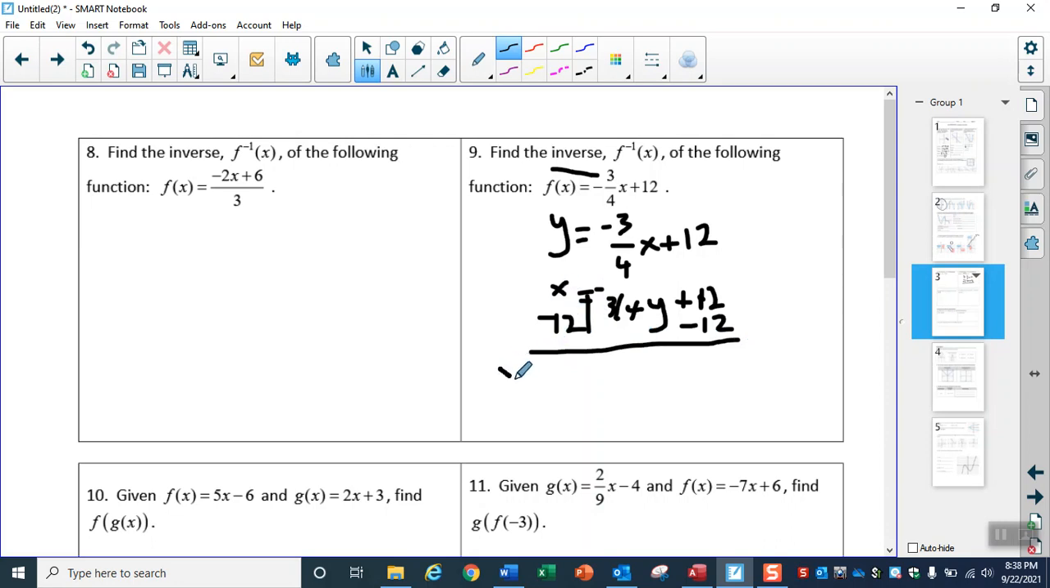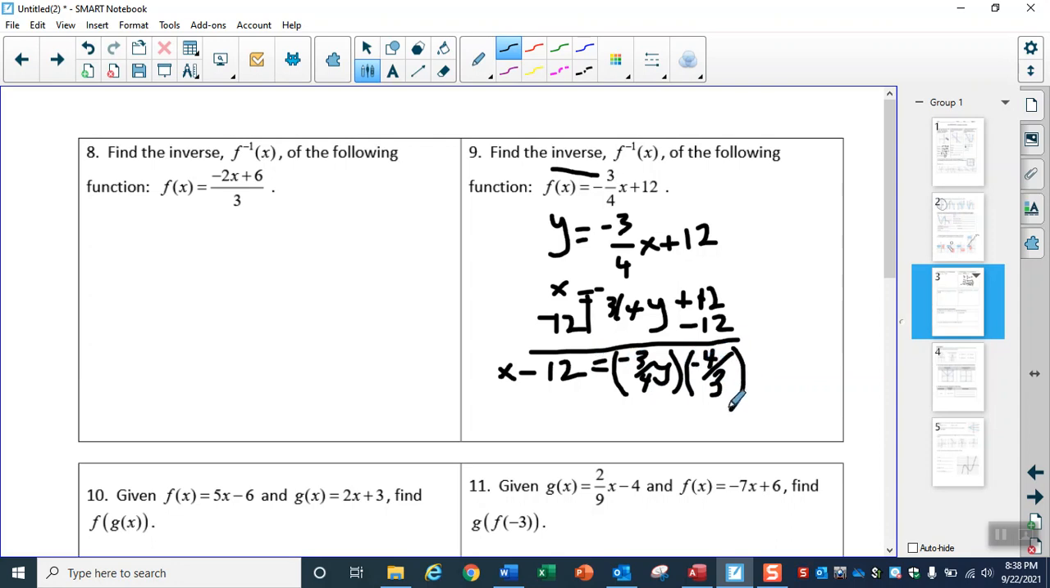Can't combine these, so this is going to be x minus 12 equals, and then I've got my negative 3/4 y. All right. So now I want to get rid of the 3/4, right? So I'm going to multiply by the reciprocal. What's the reciprocal of 3/4? 4/3. That's the same as dividing. All right, and then I want to get rid of this negative, so I'm going to multiply by a negative.